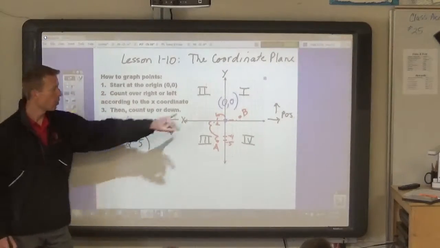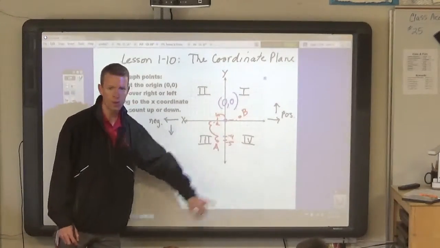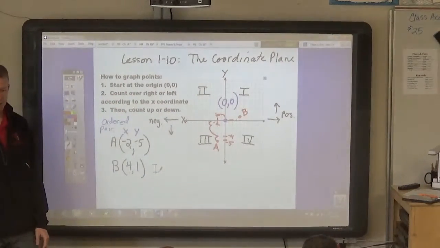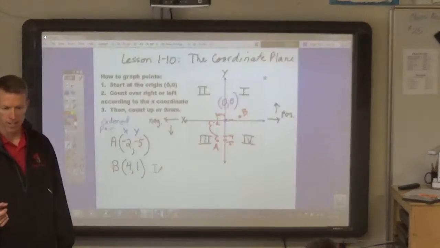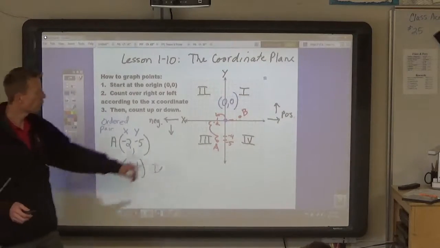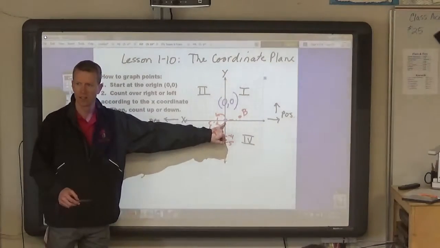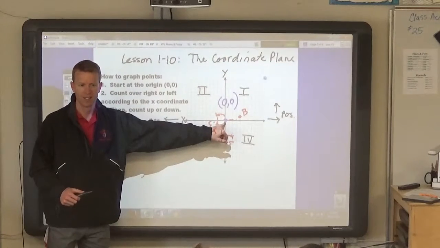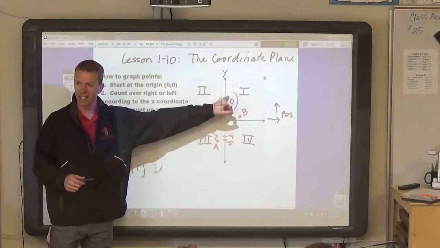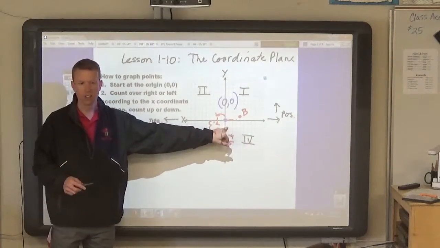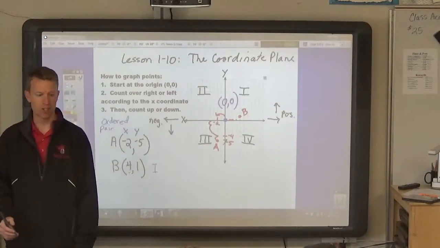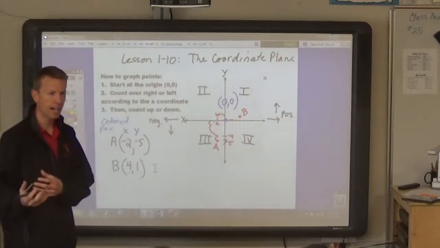Notice that the quadrants are always written as Roman numerals: 1, 2, 3, and 4. And when you're asked to write down what the quadrant is, you should write it like that. Okay? Which quadrant is the origin in? It's not in any, is it? It's on both lines. So if you have a point that's on one of the lines, then it's not in any quadrant. It's on an axis.